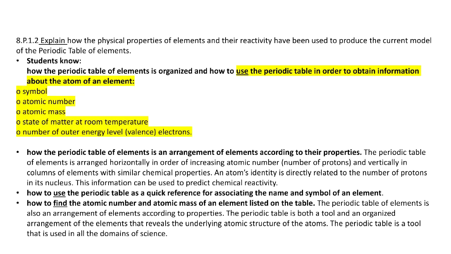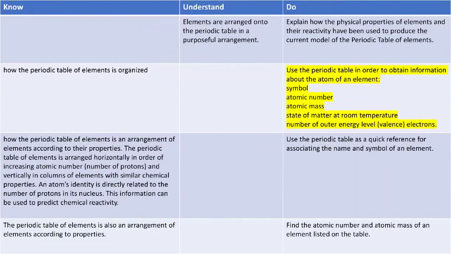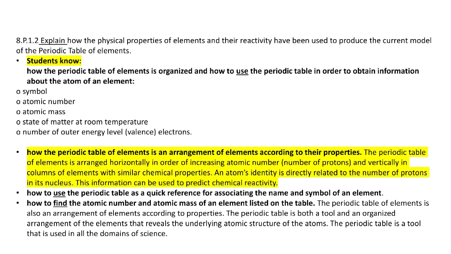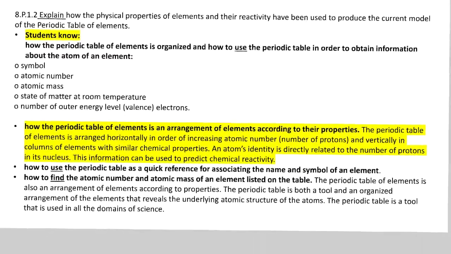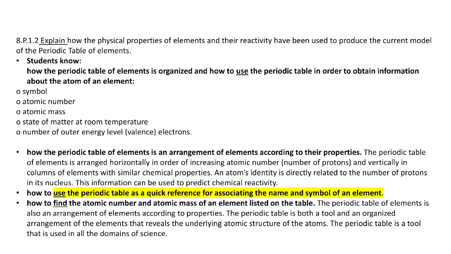So this one's a little tricky. It says students know, but it goes on to say how to use the periodic table. So this is an action and must go in the do column. Next, we have students know how the periodic table of elements is an arrangement of elements that goes in the know column. Students know how to use the periodic table. Again, we have an action, so it is added to the do column.